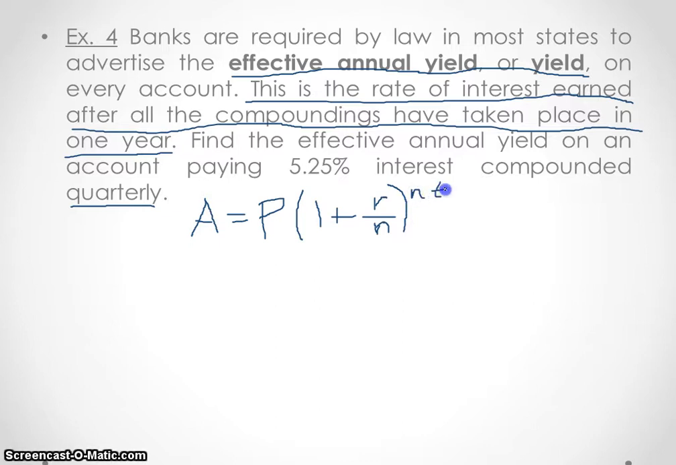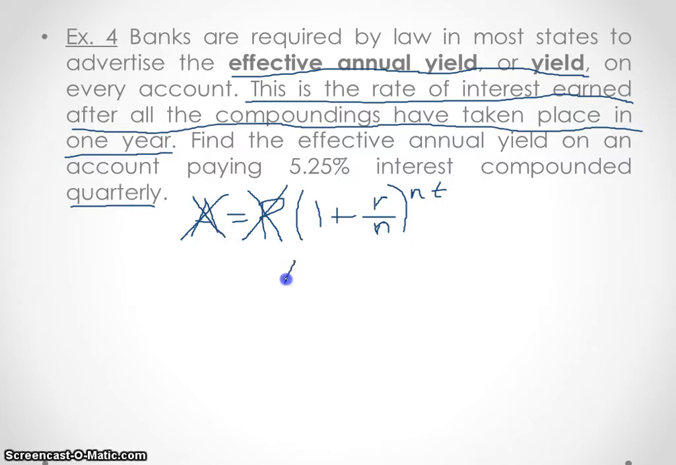Let's see what we have here, because it doesn't give us a principal. They're not saying we're investing a certain amount of money. What this bank is saying is, no matter what you invest with us, this is the rate that you're going to get back. So we're actually not going to have a principal, meaning we don't know exactly how much money we're going to get out of our account. So we have neither of those variables.